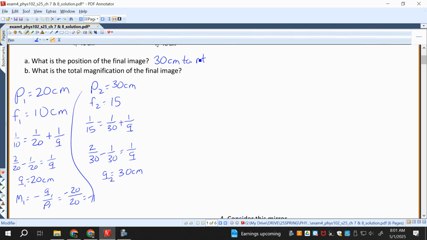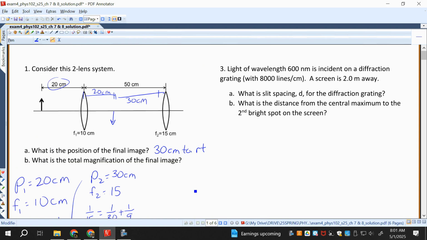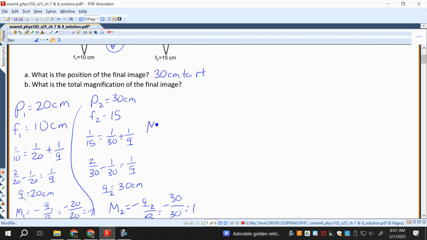And then the total magnification of the image, well, let's get to M2. So M2 is negative Q2 over P2, which is negative 30 over 30. So it's the same, negative 1. That means that the image is going to be 30 centimeters to the right of this lens, and it's now going to be the same size as that image, because it has a magnification of 1, and it's inverted, the opposite of what it was. So the total magnification, M total, is going to be equal to the product of M1 and M2, or negative 1 times negative 1, which is positive 1. So that's the right answer.